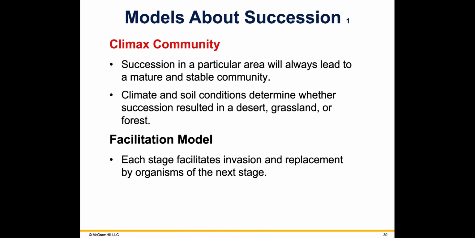And what we have here with this succession is what we call a facilitation model, where each stage facilitates invasion and replacement to the next stage. So we need the shrubs to live and grow and die, to put enough nutrients in the soil to support the trees that need to live and grow and die, that can support our tall trees at the end.